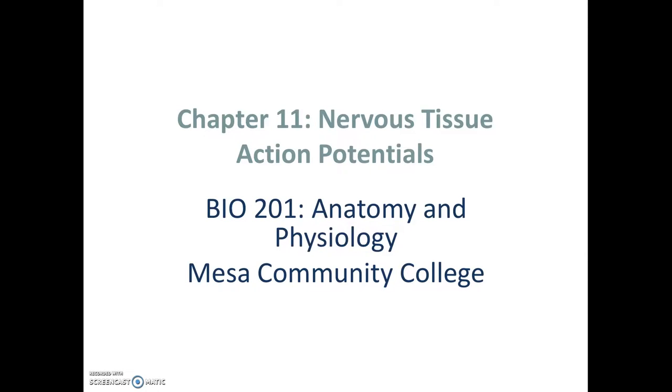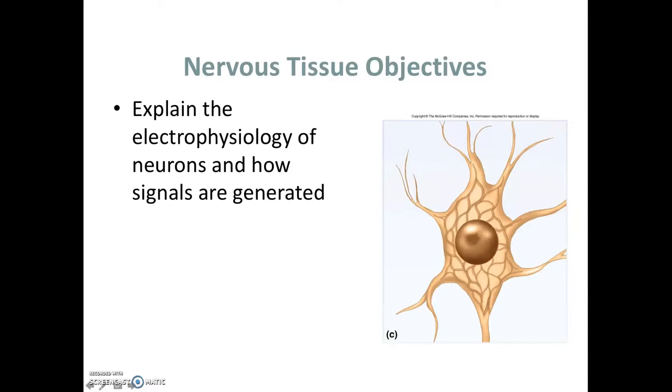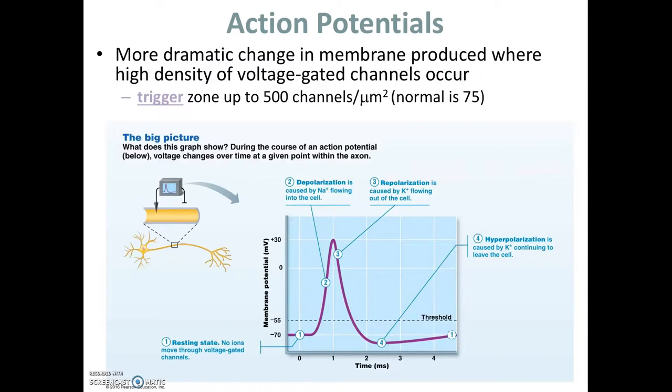In this part of our discussion of nervous tissue, we are going to discuss action potentials, which are traveling electrical currents. We will be looking at the electrophysiology of neurons and how signals are transmitted. An action potential is a more dramatic change in membrane potential produced where there's a high density of voltage-gated channels.